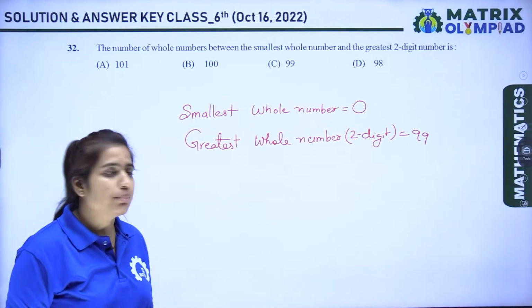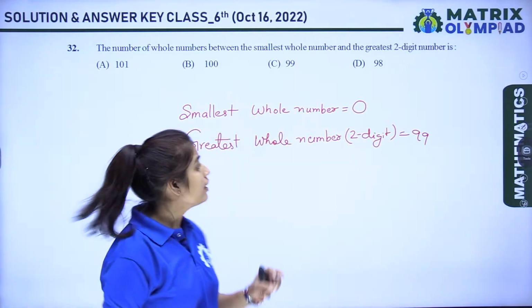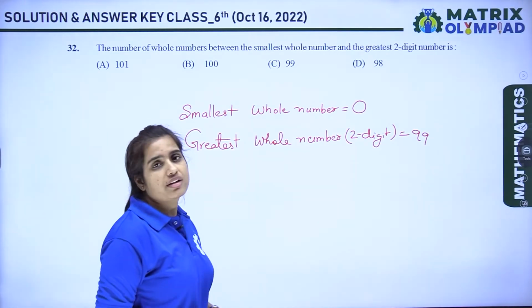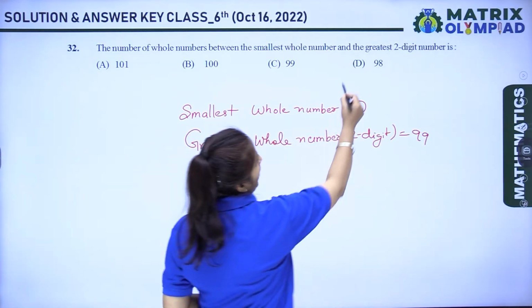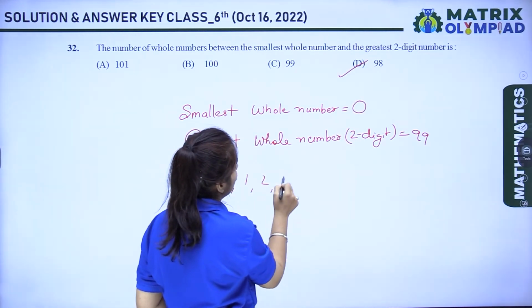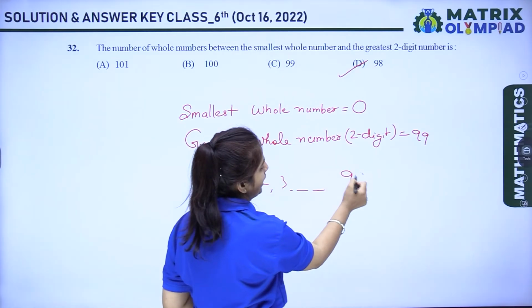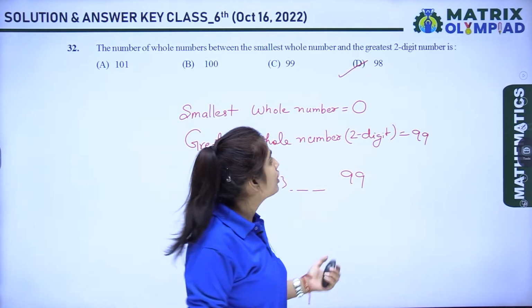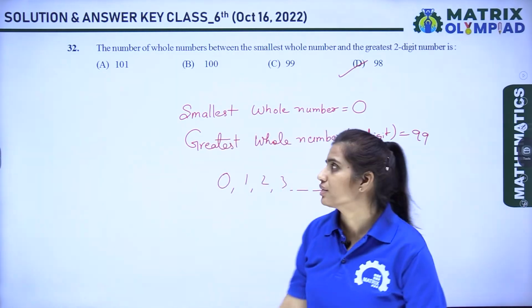So here we have to find the number of whole numbers between the smallest whole number and the greatest two-digit number. The numbers in between are 98, as it begins with 0, 1, 2, 3 and so on till 99. So here the total numbers are 98. So option D is the correct answer.